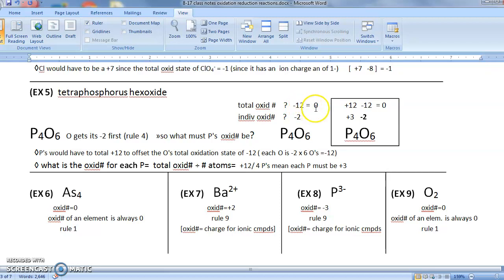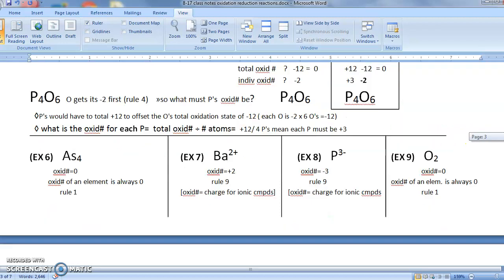P4O6 has no ionic charge, so the oxidation numbers would add up to 0, the same as the charge of the compound. So that means the phosphoruses would have to total +12. +12 and -12 adds up to 0. However, we have 4 phosphoruses here that add up to +12. That means each of the phosphoruses would be +3. So the phosphorus is +3. The oxygens are -2 each.